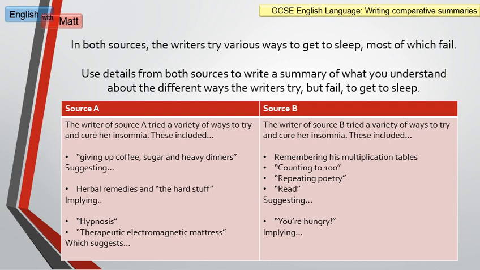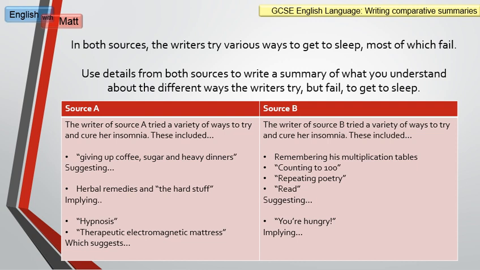And conversely, with source B, how would you describe all the ways that she tries to get to sleep? Counting, repeating poetry, reading, remembering the multiplication tables. What does this mean about the way she approaches insomnia? And what are all these strategies linked by, I suppose? What links them all together?